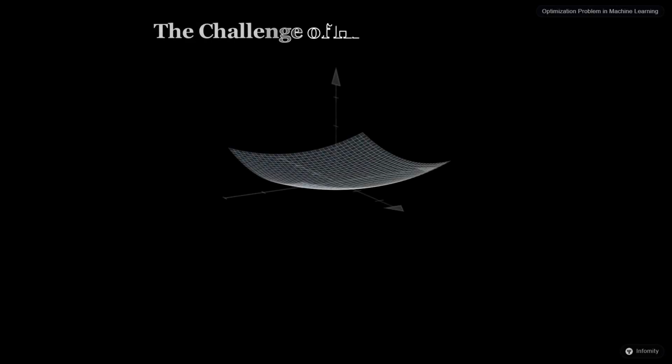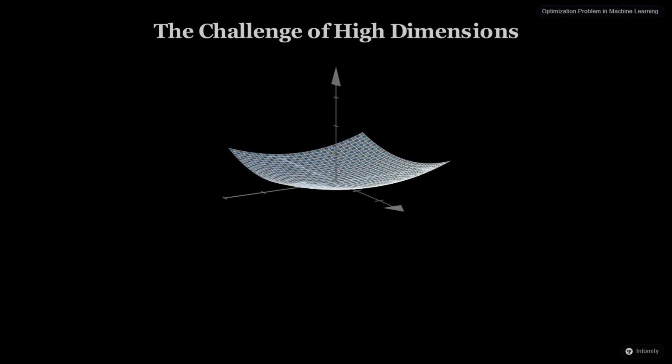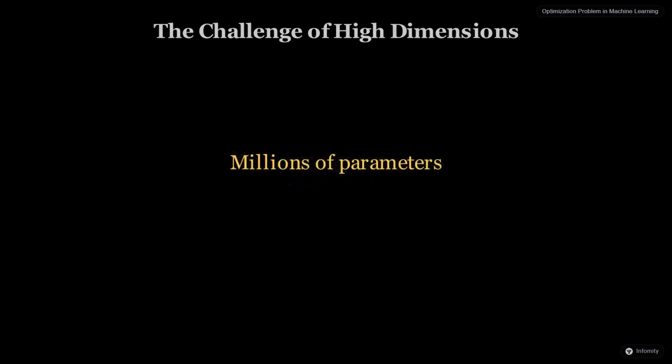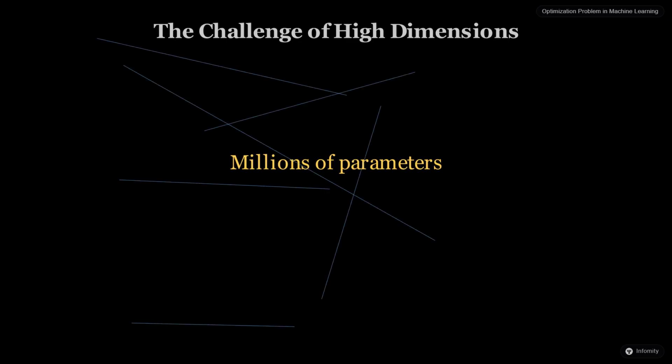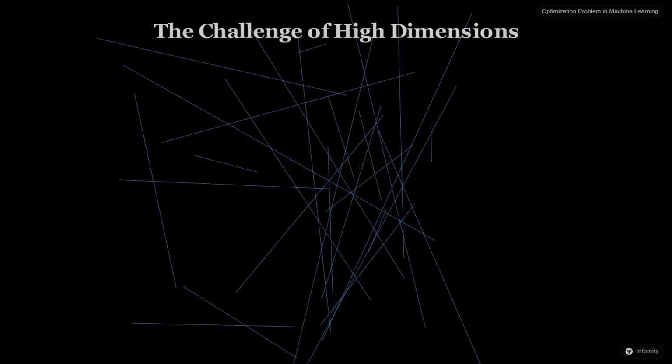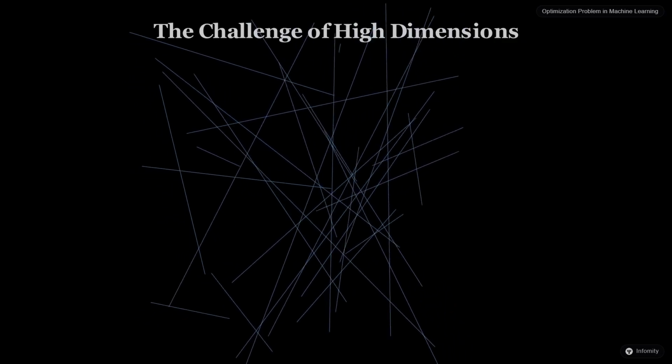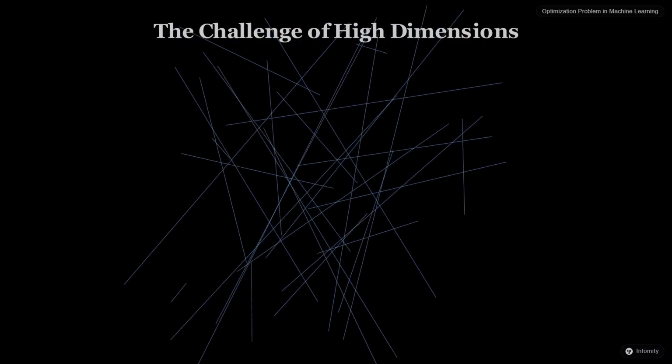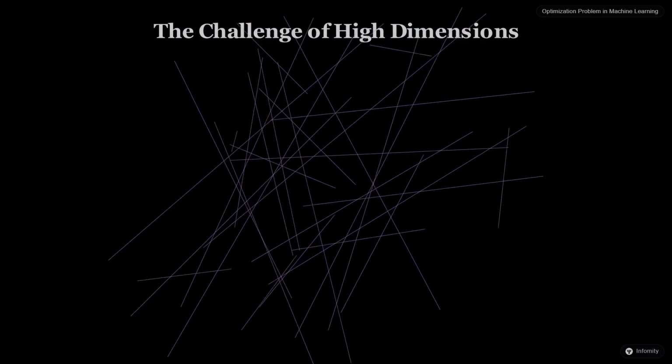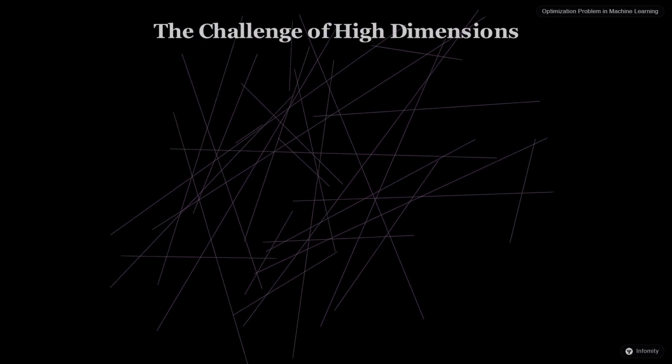While visualizing a two-parameter loss landscape as a three-dimensional surface is helpful for intuition, real-world machine learning models are far more complex. They often have hundreds, thousands, or even millions of adjustable parameters. Imagine trying to visualize a landscape with a million dimensions. It's impossible for us to picture directly. However, the underlying principle remains the same. We still need to find the combination of all these parameters that leads to the lowest possible loss.